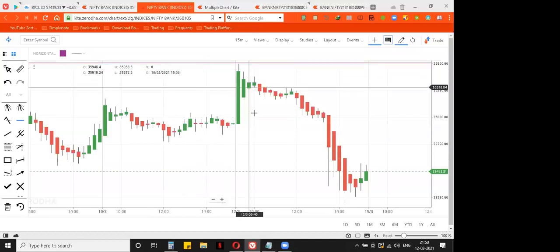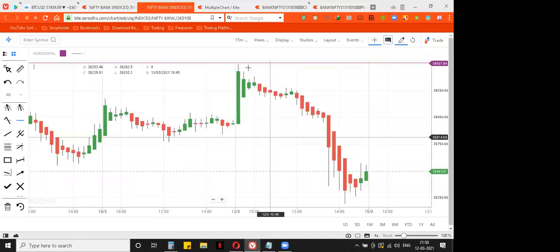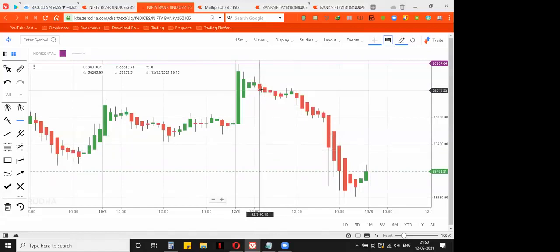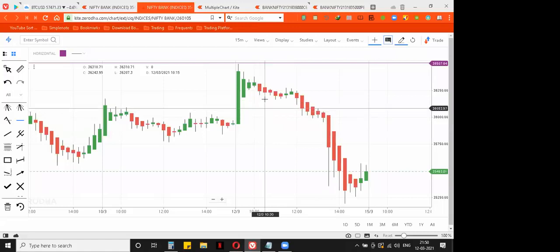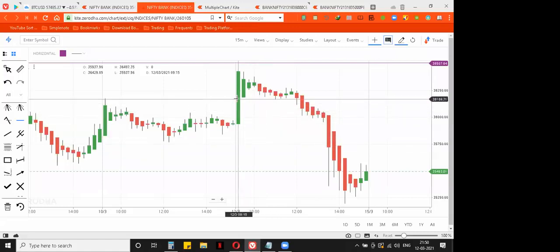The moment a red candle forms, I know that the trend is down, so I should be looking for a PE buy. And the moment I see a green candle, I know that the trend is up, so I should look for a buying opportunity on the options chart.